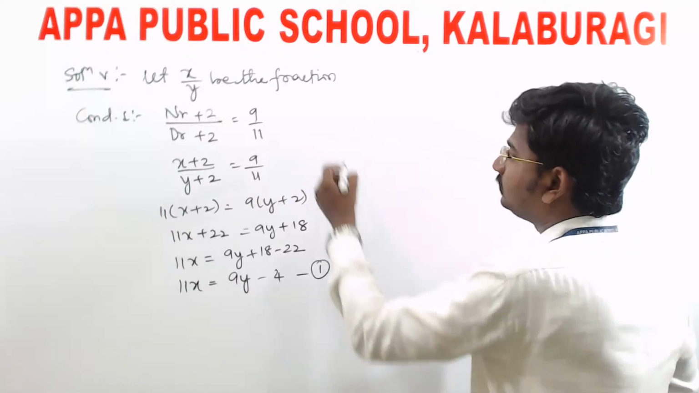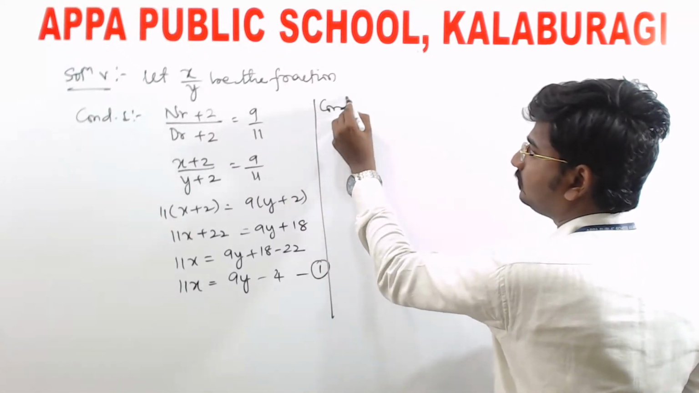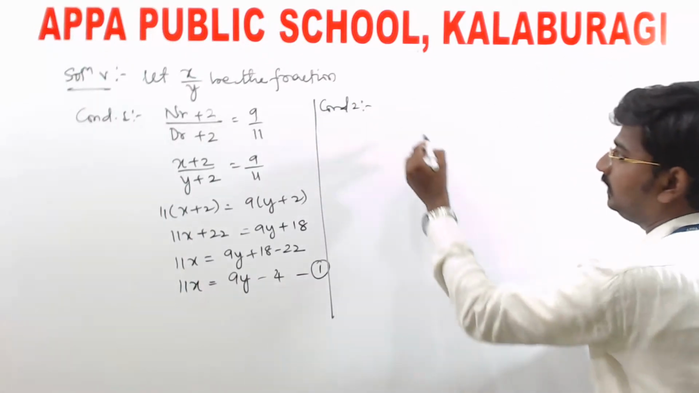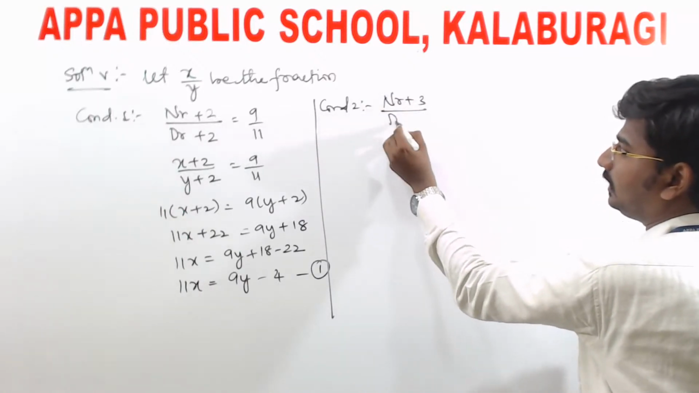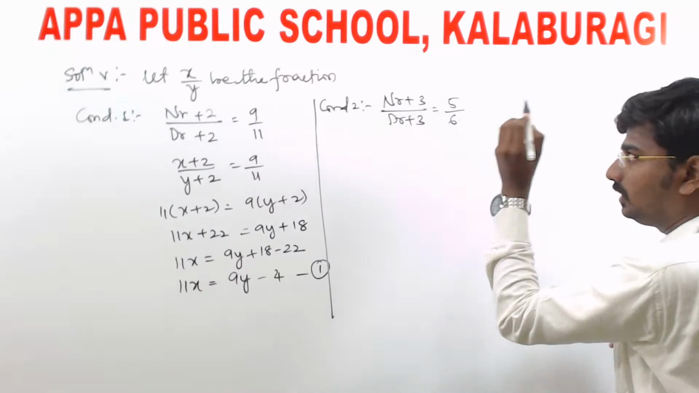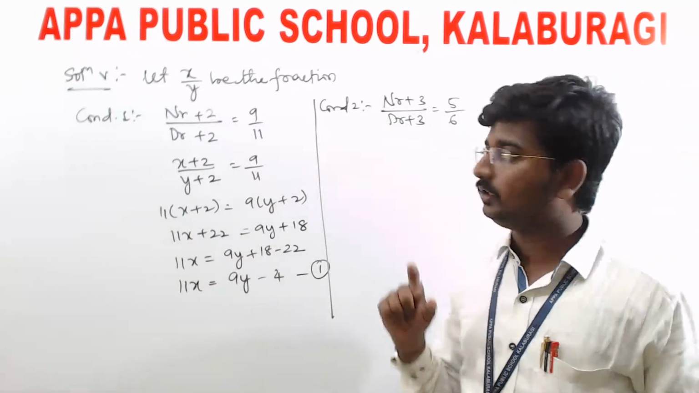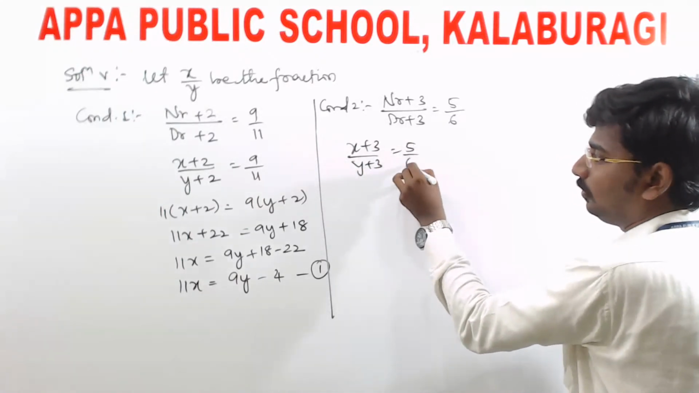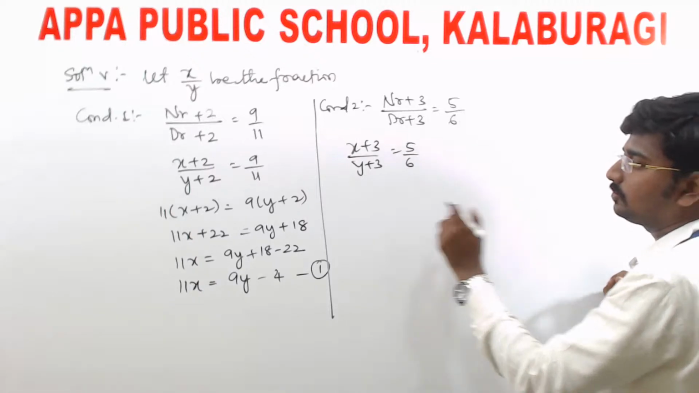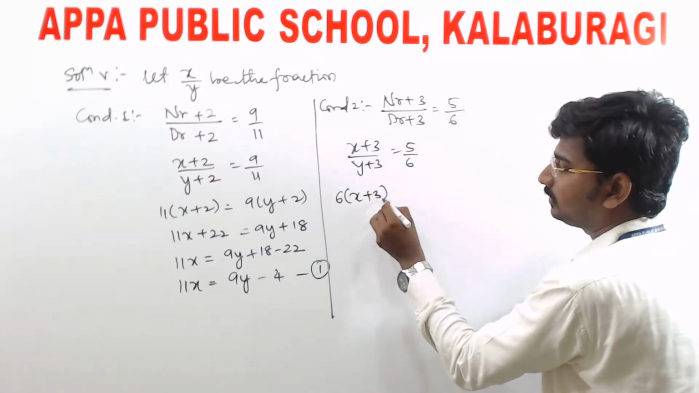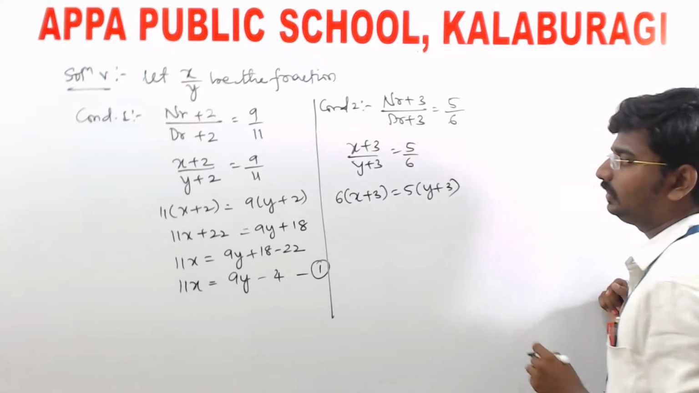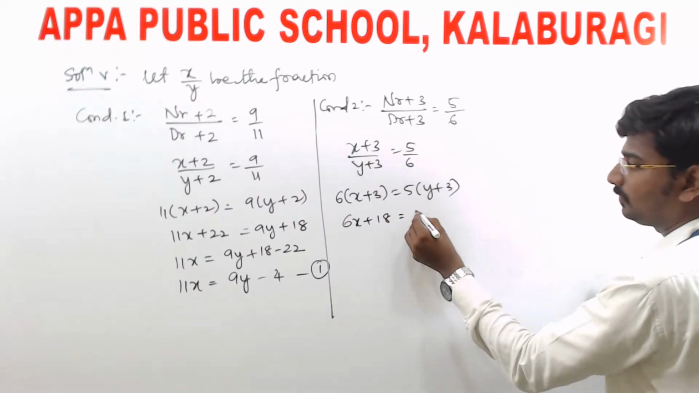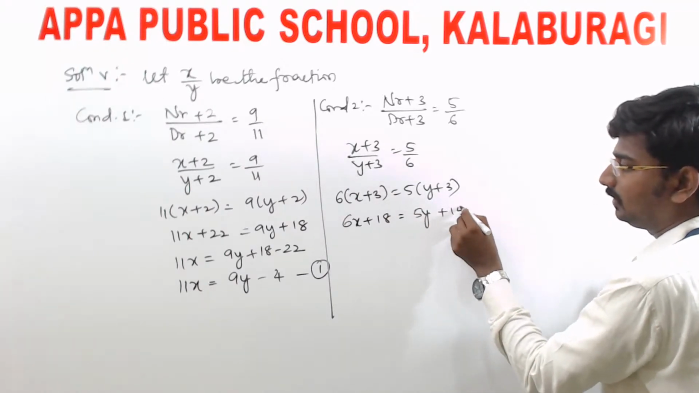So this is condition 1. Coming to condition 2. Now we are adding 3 to the numerator and denominator. Numerator plus 3 divided by denominator plus 3 becomes 5 by 6. (x + 3)/(y + 3) = 5/6. Now again cross multiply, students. 6(x + 3) = 5(y + 3). Now multiply the bracket term. 6x + 18 = 5y + 15.